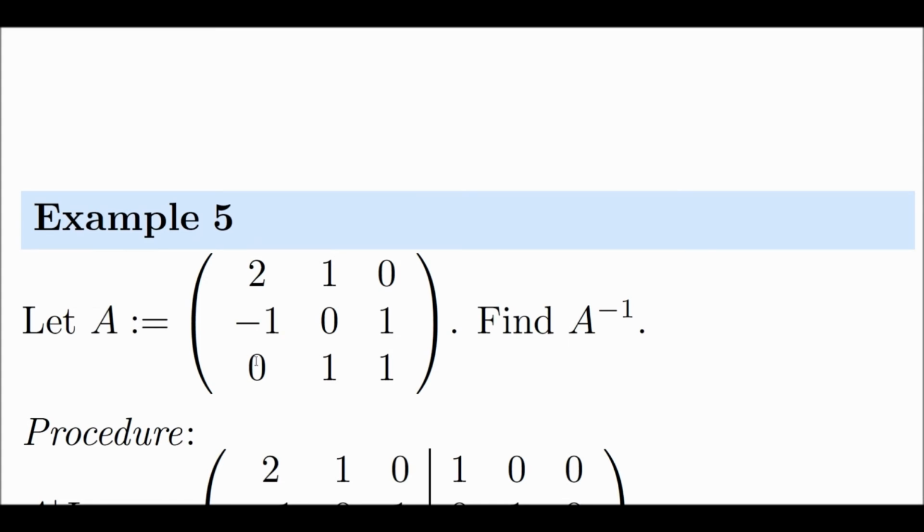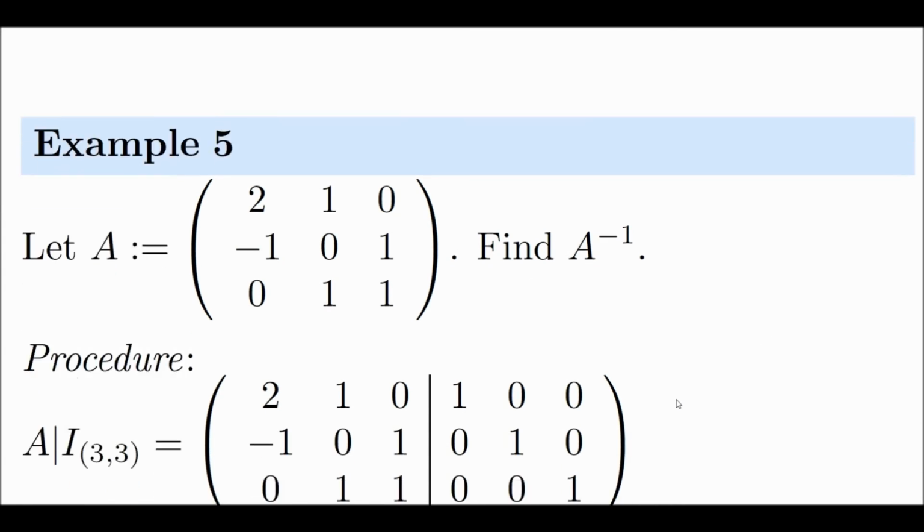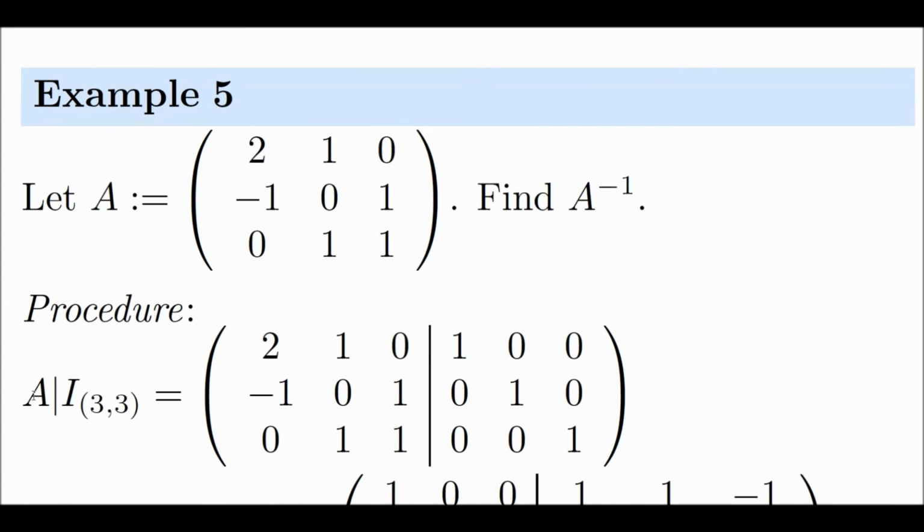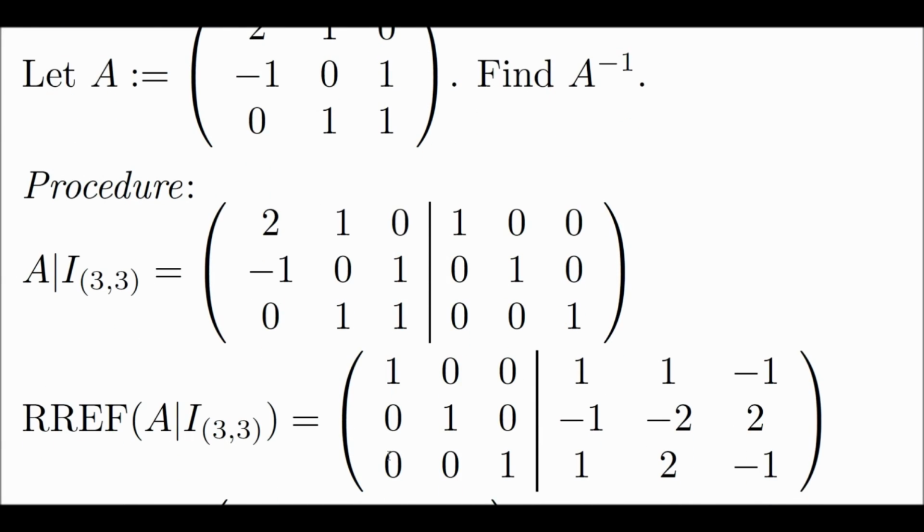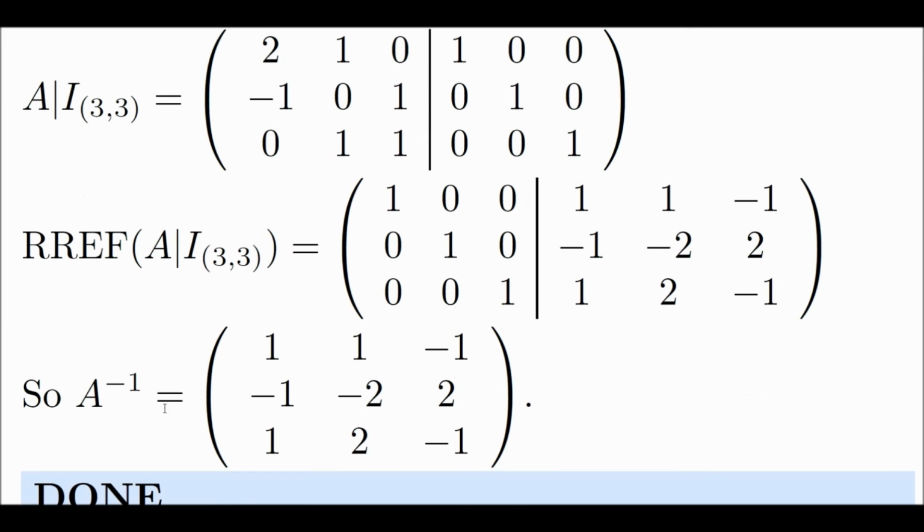Here's an example. Let's say A is this matrix 2, 1, 0, -1, 0, 1, 0, 1, 1. I want to find the inverse of this matrix. So all I'm going to do is tack the identity matrix onto the right here. So here's A with the identity matrix tacked on. Now you're going to row reduce this whole thing. So if you row reduce that whole thing, you'll get this. And you see the identity matrix on the left. So this matrix on the right must be my inverse. So the inverse of this matrix would be this matrix here.